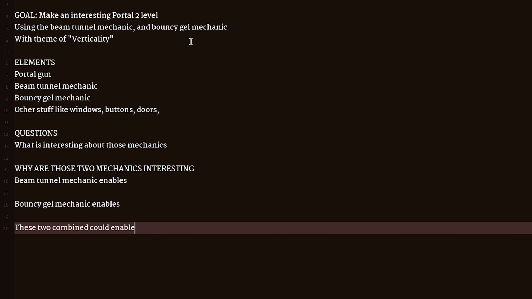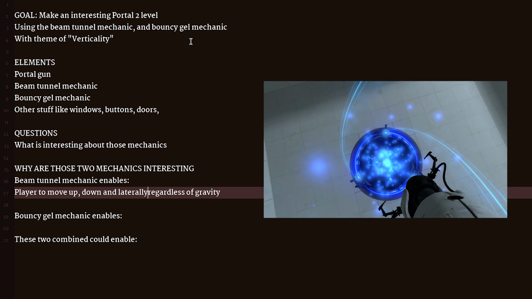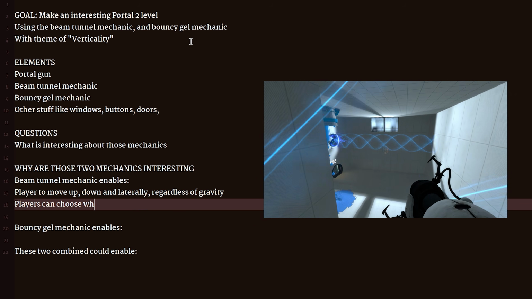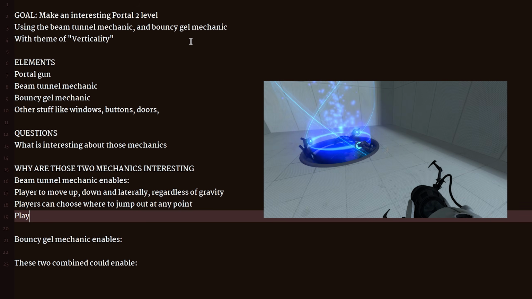So I start by listing out everything that springs to mind about how these mechanics work and the cool things they enable you to do. So for example, the tractor beam mechanic. It allows players to move up and down and laterally, regardless of gravity. Players can choose to jump out of them at any point, so maybe there's opportunity for interesting choices there.